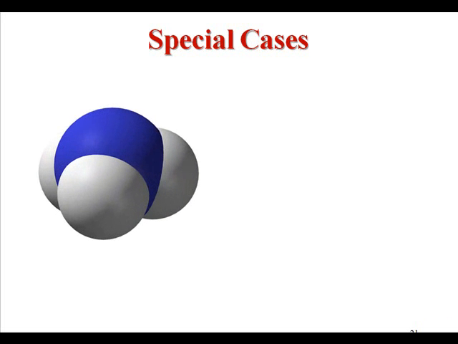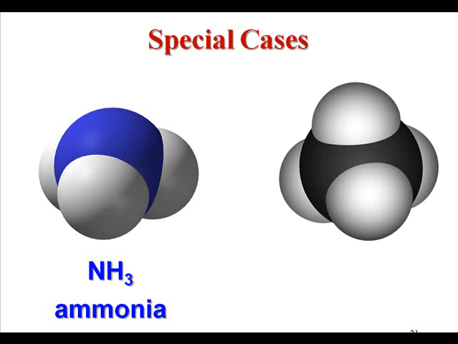Now, there are some special cases when it comes to nonmetal to nonmetal molecules. Some molecules are given almost nicknames, and they don't follow the rule because they're used so commonly in the general public. So NH3 is not going to be nitrogen trihydride. It's simply given the name of ammonia.